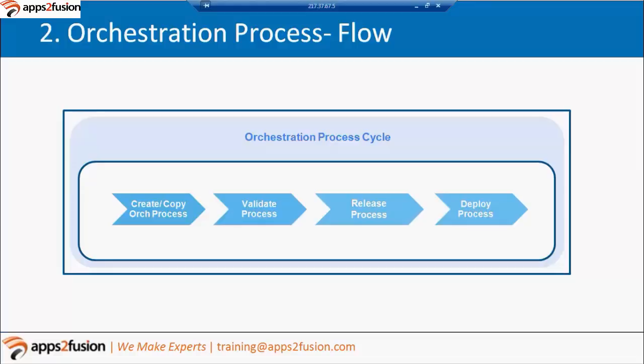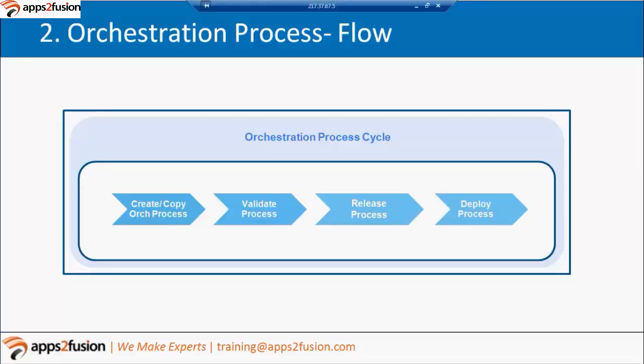Once you release the process, only released processes are available for deployment. If you create an orchestration process, validate it, release it, but not deploy it, you will not be able to see it in the instance. Seeing it in the instance means seeing it getting applied to some order. You'll have to have it deployed. Only then can you do it.